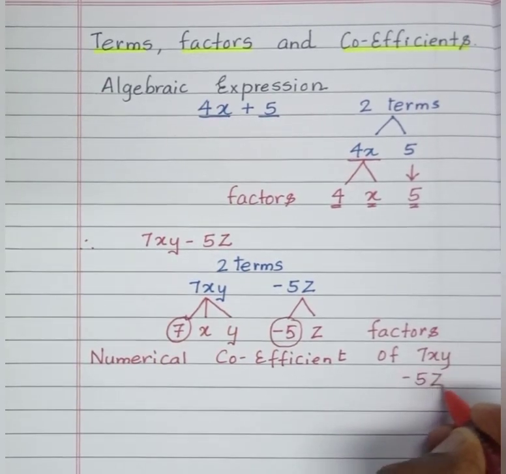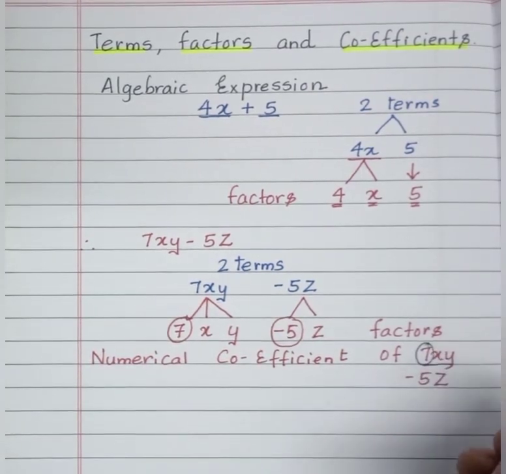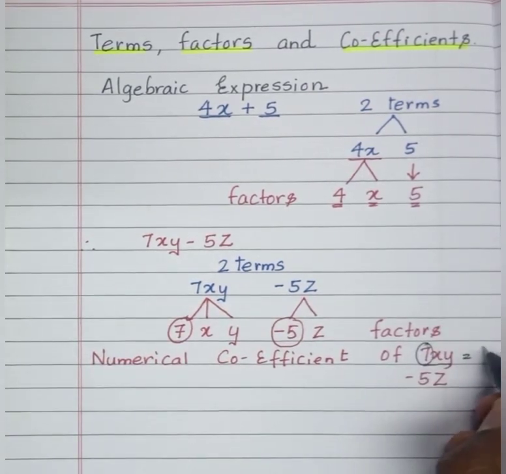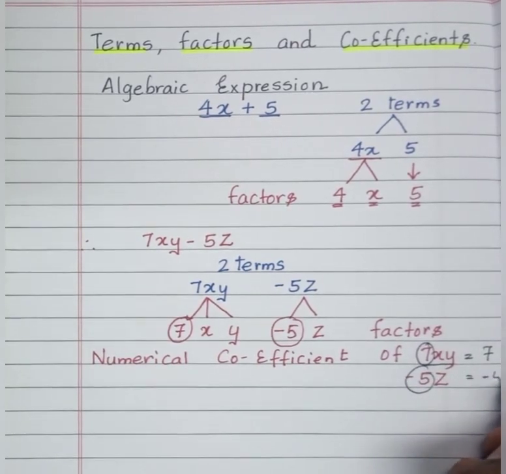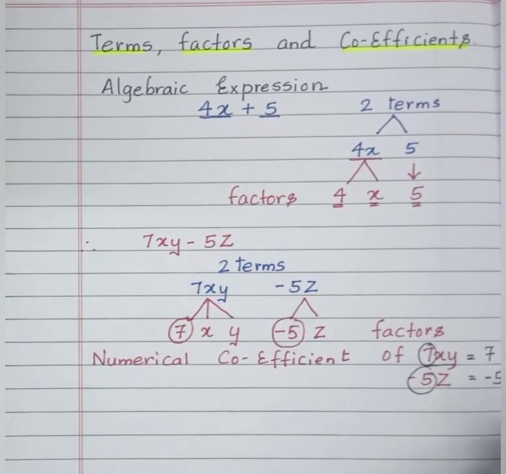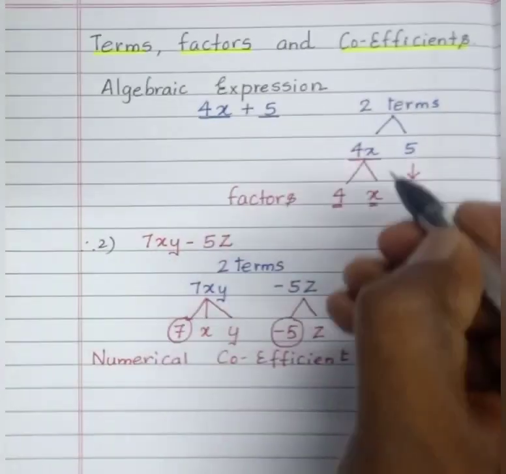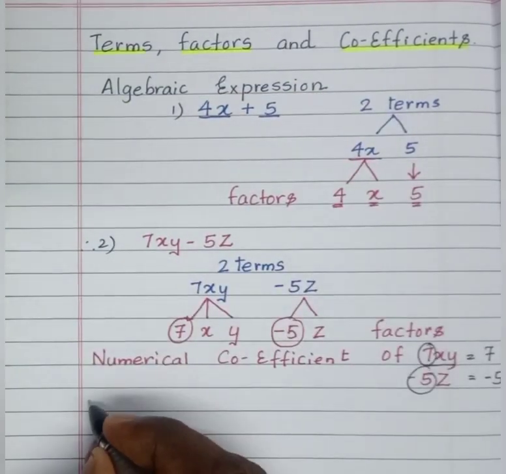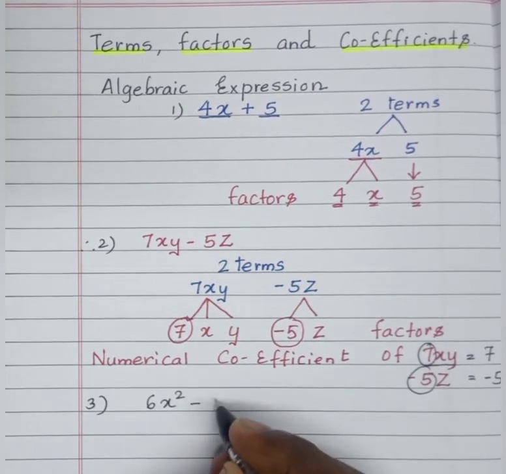So in the term 7x5, what is the numerical coefficient? That is 7. In the second term, what is the numerical coefficient? It is minus 5. Hopefully you have understood the concept of numerical coefficient. It is nothing but the number in the term. Let me take one more example: 6x square plus 5p.